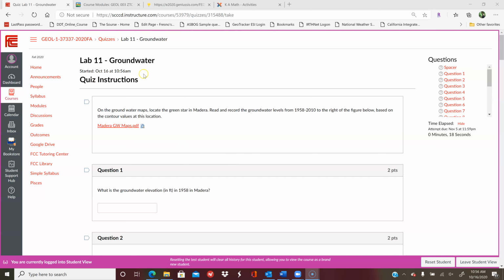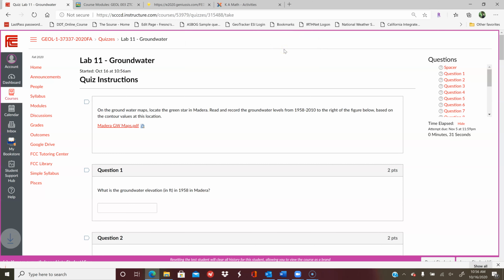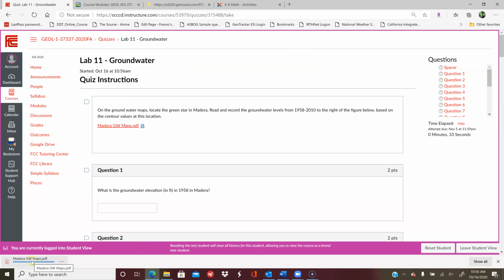Lab 11 is looking at groundwater. So the first thing you're going to do is look at some groundwater maps from Madeira. They're linked here, and they're also linked in the module underneath the lab. So you'll open those. They should download for you.